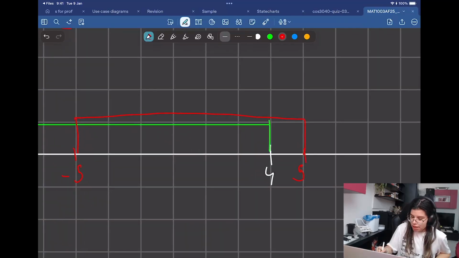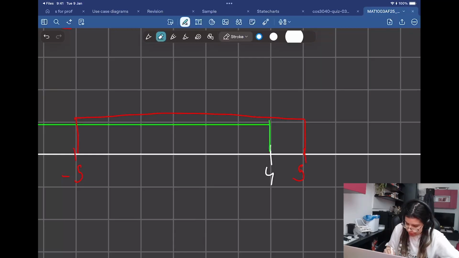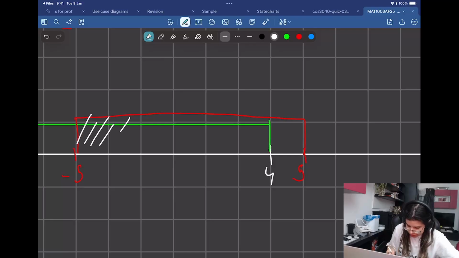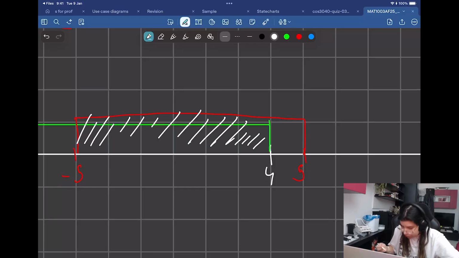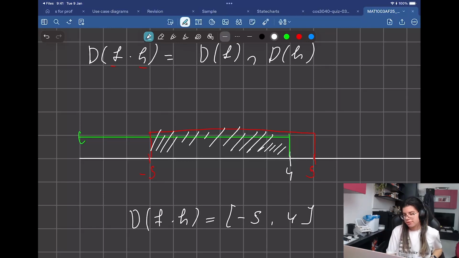And now I just track where the two overlap. So where I have both green and red. So both green and red I have starting here up to the 4. So that would be domain of f dot product h is minus 5 up to 4 included. Okay? All right, good stuff.